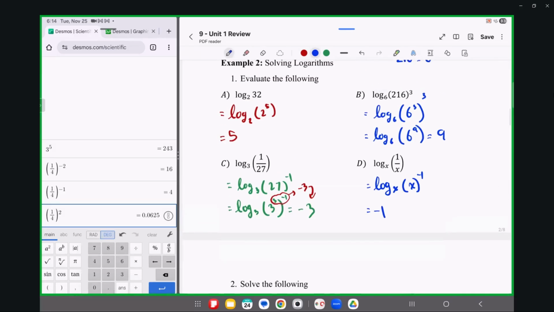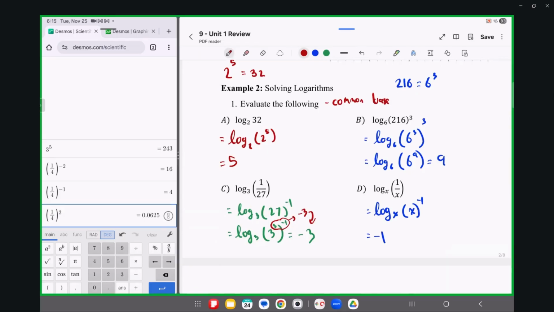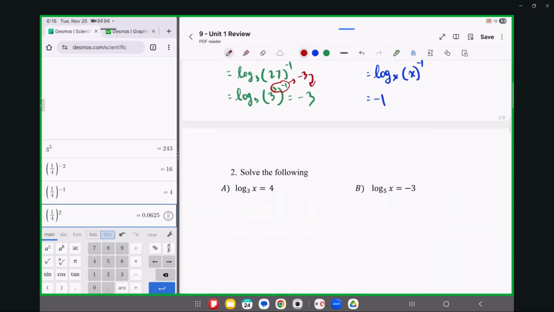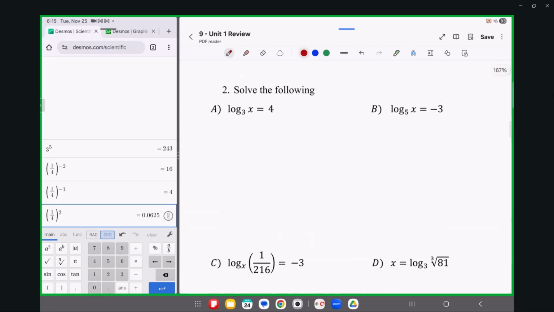Okay, so that's it. So here we were able to evaluate these logarithms, and the method that we used was a common base. The same way we were able to evaluate exponentials if we were able to set both sides equal to a common base, you can do the same thing with these logarithmic statements. Okay, number 2, we actually got to solve for x now.